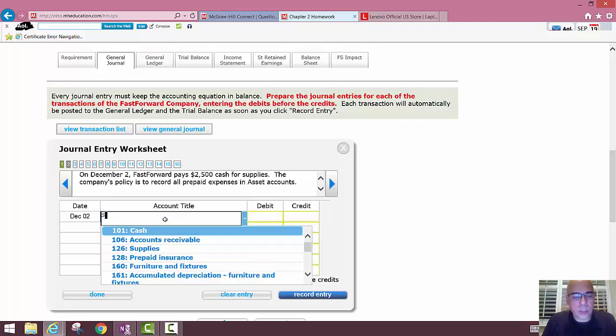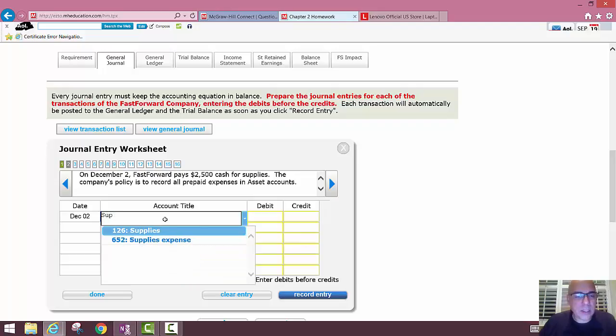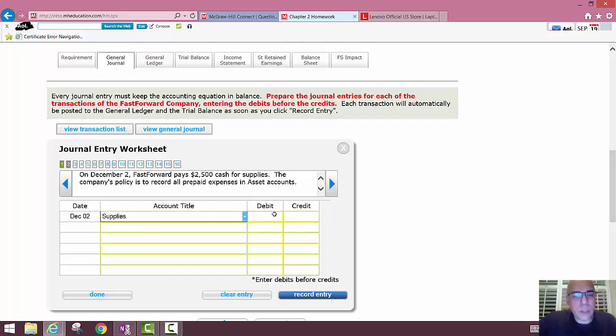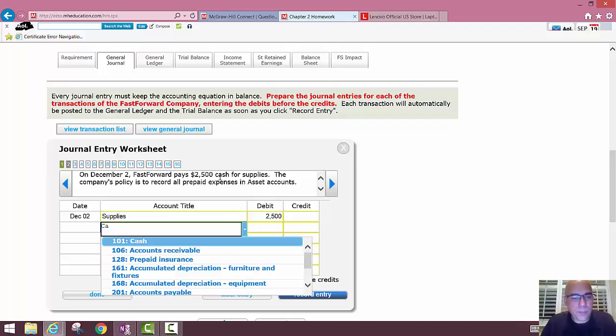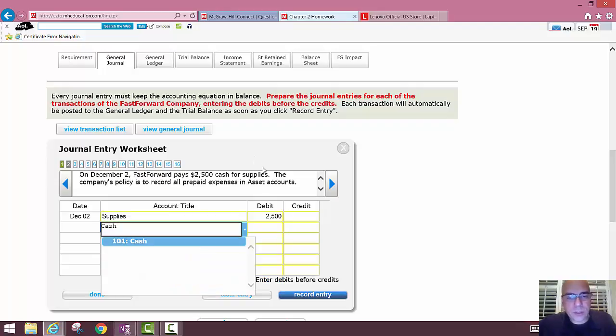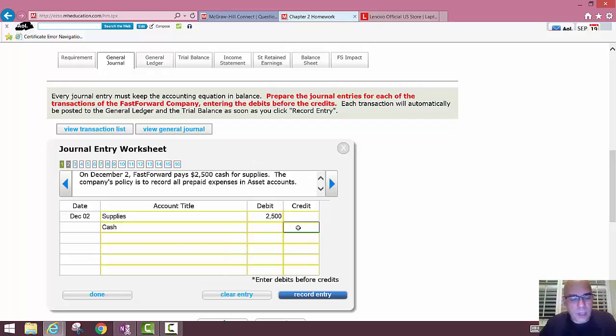Okay, then let's take a look at that. Since we're purchasing supplies, that is an asset, right? It has future economic benefit. We'll be able to use those supplies in the future. They tell us it's $2,500 for supplies, so I want to enter that, and they tell us that they paid cash for those supplies. So I'm going to go ahead, enter my cash, credit my cash for $2,500.